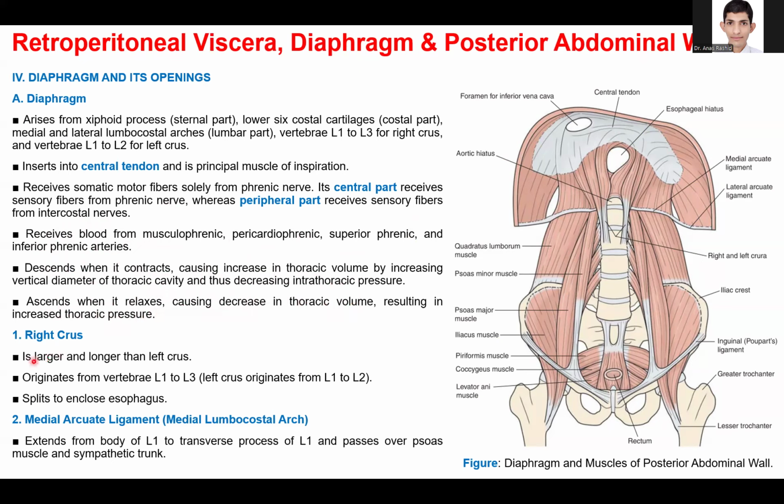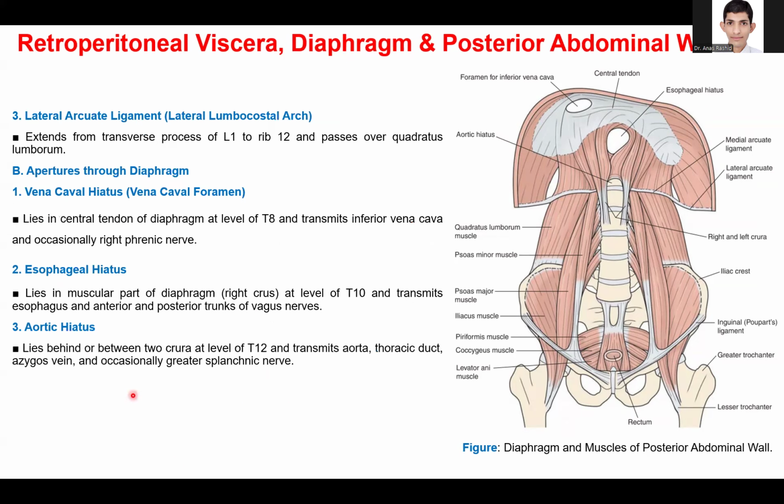We have the right crus, which is larger and longer than the left crus, originating from vertebrae lumbar 1 to lumbar 3. The left crus originates from lumbar 1 to lumbar 2 and splits to enclose the esophagus. The medial arcuate ligament or medial lumbocostal arch extends from the body of lumbar 1 to the transverse process of lumbar 1 and passes over the psoas muscle and sympathetic trunk. The lateral arcuate ligament or lateral lumbocostal arch extends from the transverse process of lumbar 1 to rib 12 and passes over the quadratus lumborum muscle.